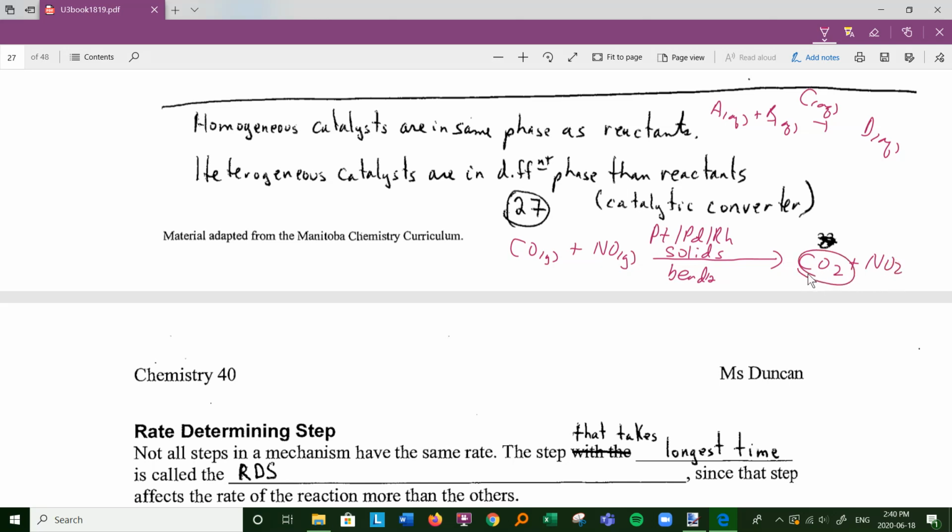At least the CO2 won't poison you like the CO will. Yes, I know CO2 is a global warming or a greenhouse gas, so that's another story altogether, which I think you've taken in some of your geography and other classes. Here I just want to focus on the fact that the phases between the reactants and the catalyst are different, and that makes it a heterogeneous catalyst.